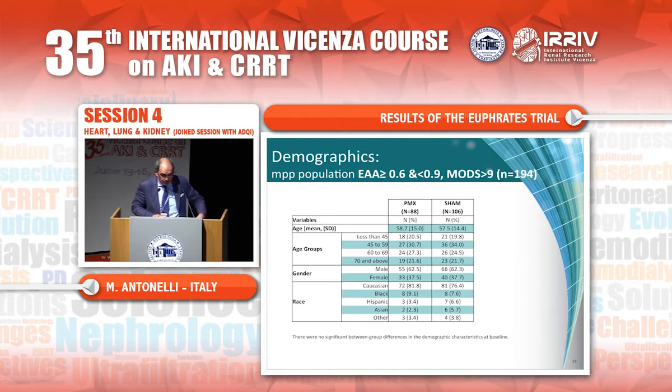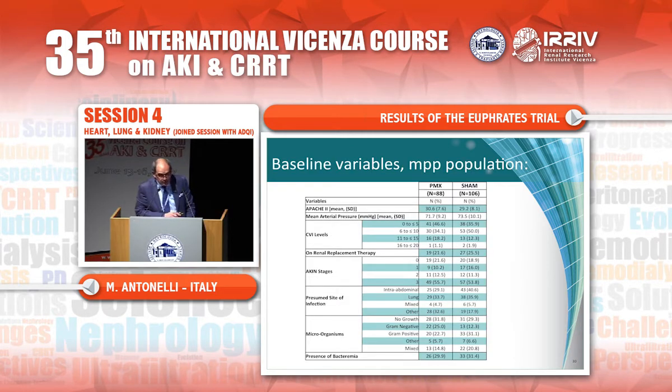88 belonging to the PMX group, and 106 to the sham group. Again, analyzing the characteristics of these two populations, at the end you can see quite easily that they are quite balanced and resemble quite well the original and larger population. And the same is true not only for the demographic characteristics, but also for the baseline variables, including the distribution of the various organisms.